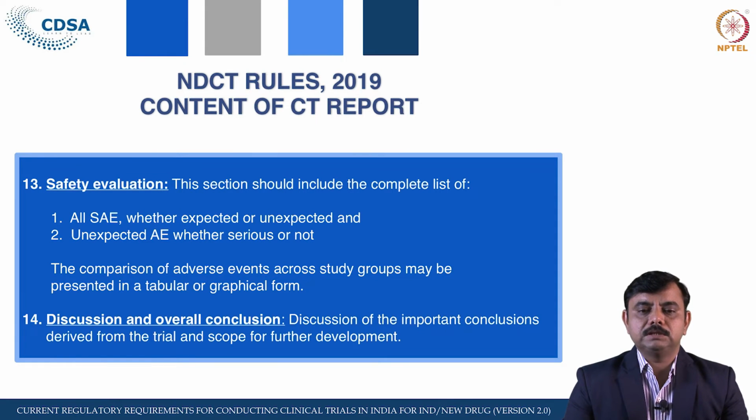Then the discussion and overall conclusion. In this section, the discussion of the important conclusions derived from the trial and scope for further development required is to be given. Then for the study, the list of references which they have preferred and used during the study is required to be given.